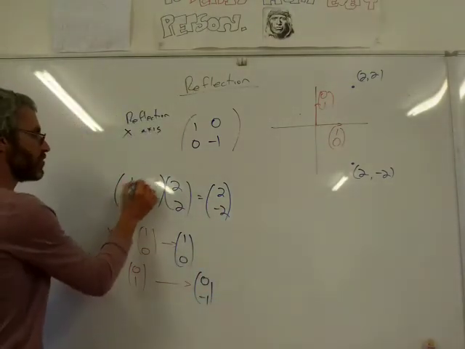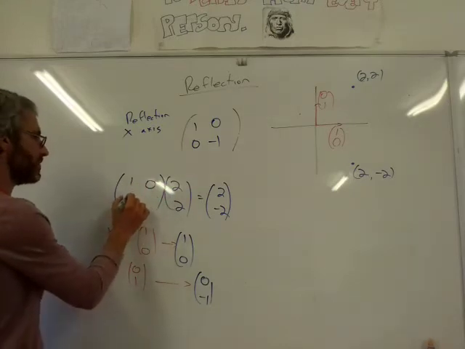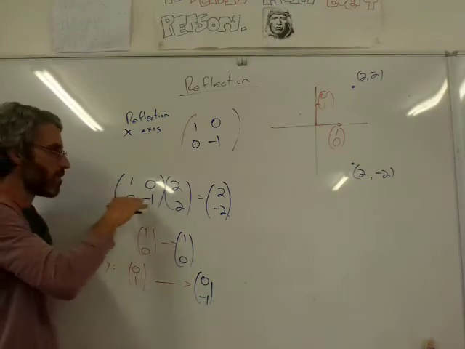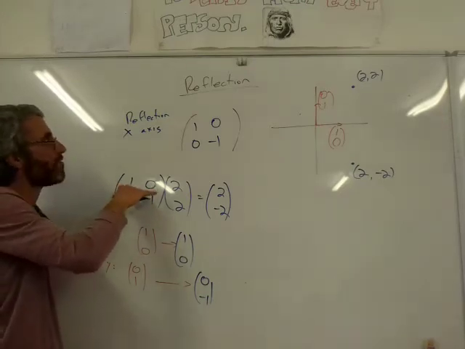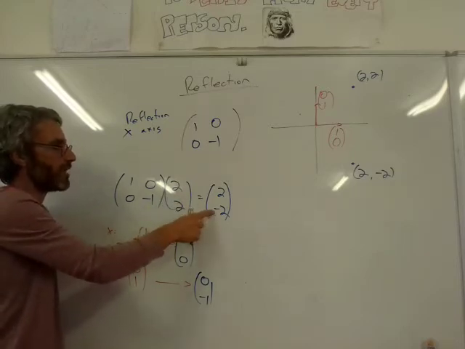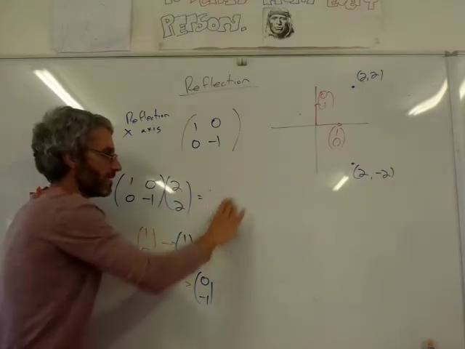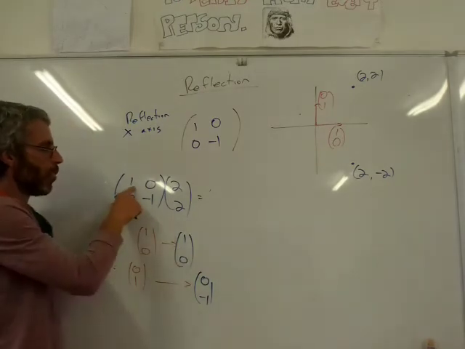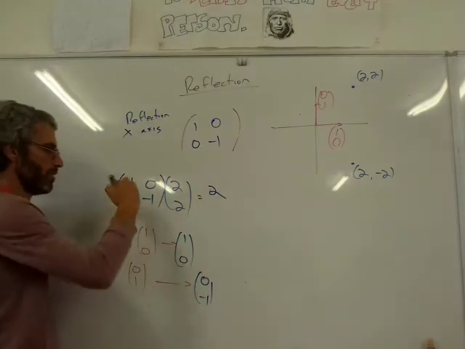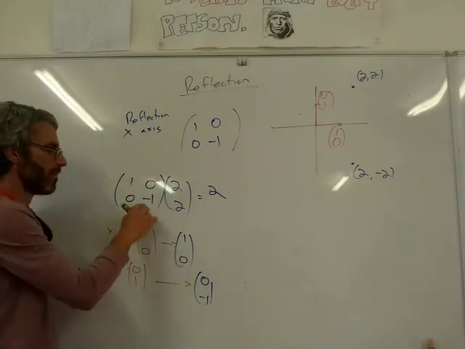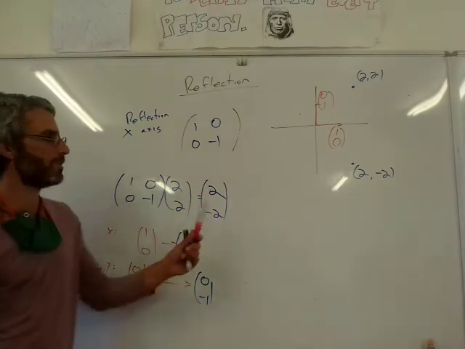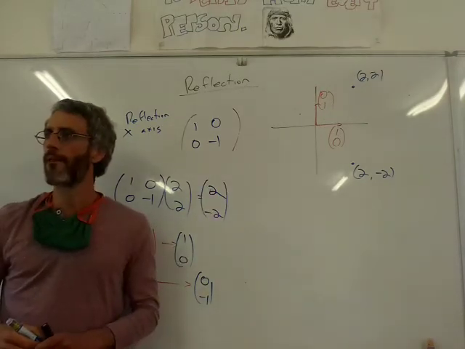Just to finish up here, and I think this will be it for today, I'm going to multiply it. In theory, if I multiply this reflection in the x-axis matrix by this column vector, I should get 2, minus 2. Let's see if we get that. 1 times 2 plus 0 times 2 is 2. 0 times 2 minus 1 times 2 is minus 2. Yes, we got it.